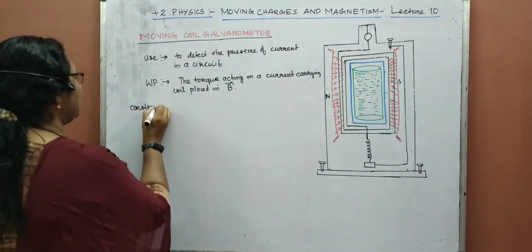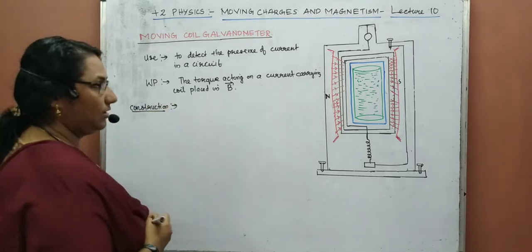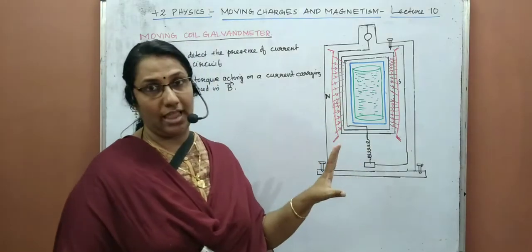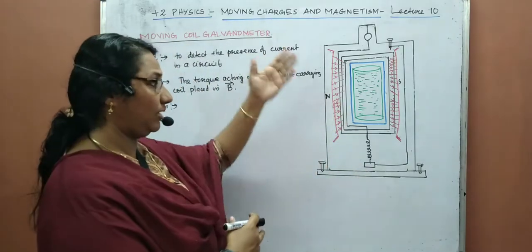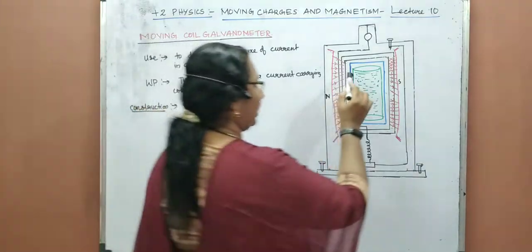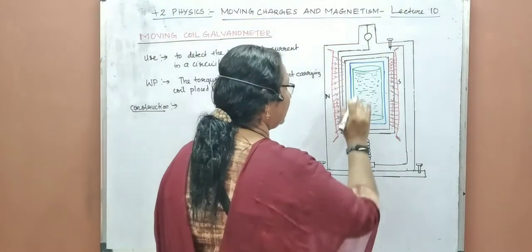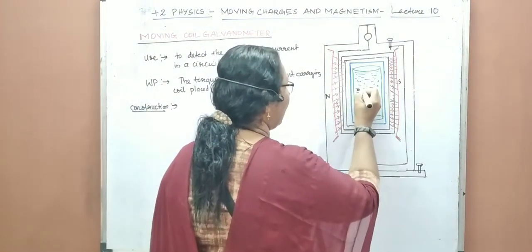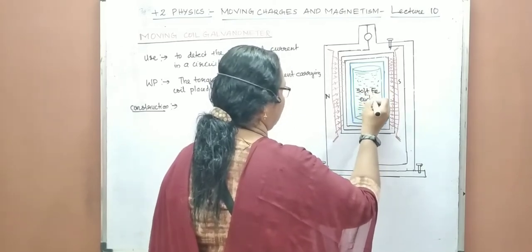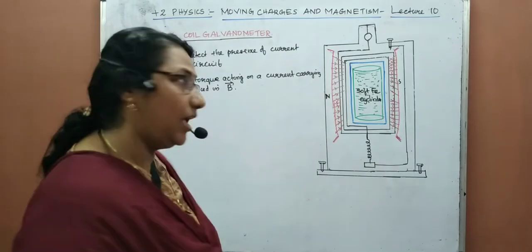Now we are going to the construction. The next part is construction, and the figure is given as such. Listen. This is all about our moving coil galvanometer. We have opened the galvanometer and seen it like this. At first, there is a green cylinder, and the green cylinder is a soft iron cylinder. We will discuss what its purpose is.